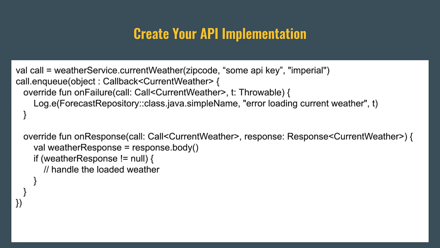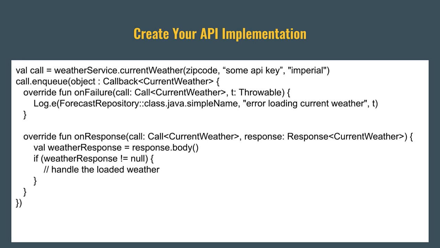Once we have that generated implementation of our API service, we can make use of it like this. In this case, I'm calling weatherService.currentWeather. I'm passing in a zip code, an API key, and the units, and I'm getting back a Call object. We can then use this Call object in an asynchronous fashion by calling enqueue and passing in a callback.